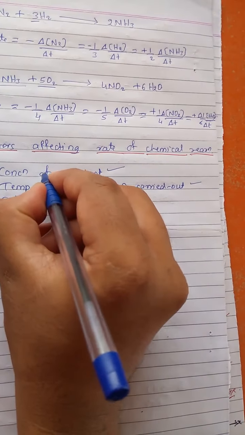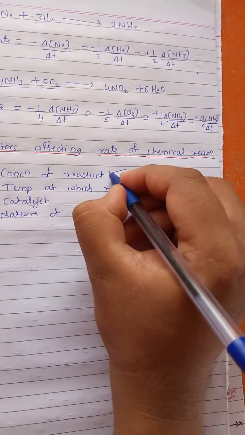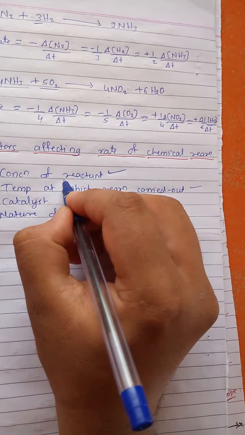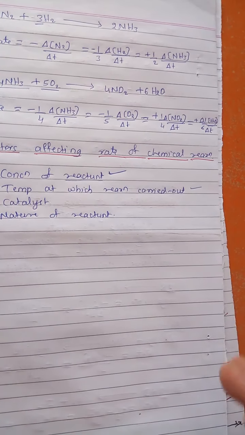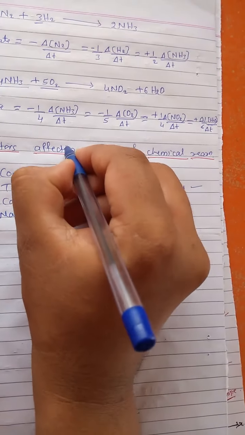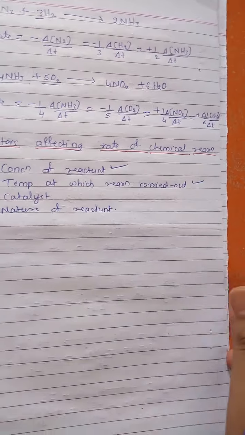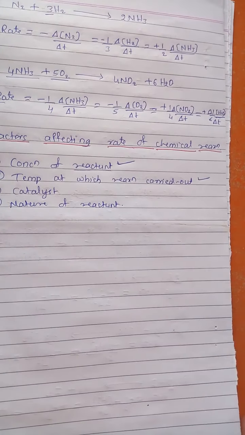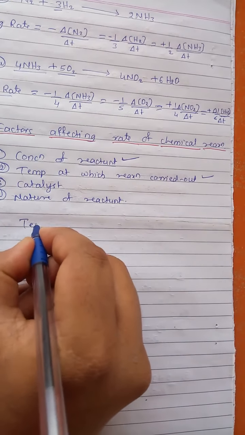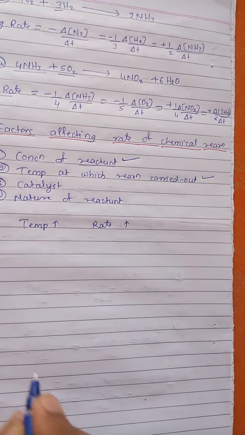It means whenever the concentration of reactant is going to decrease, at that time the concentration of product is going to increase. Like that we can define the rate or velocity of the reaction. And next, the temperature at which the reaction is carried out. The temperature is also one of the most important factors, because whenever the temperature is going to increase, that will increase the rate or velocity of a reaction.